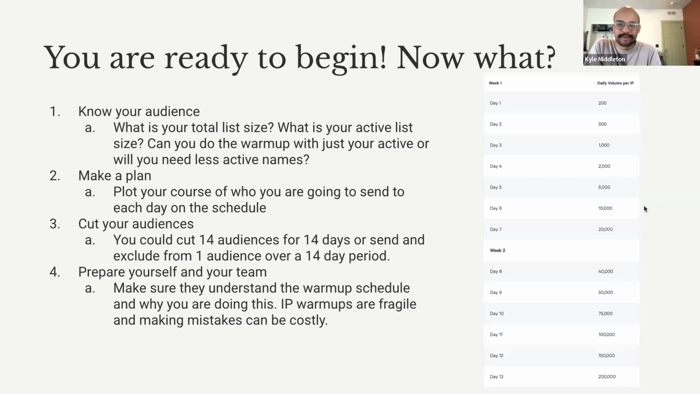And then the last thing I have on here is just prepare yourself and your team. Make sure they understand the IP warm-up schedule and why you're doing this. IP warm-ups are really fragile and making mistakes can be costly. So when we did this on the campaign, I had a few set meetings with our entire team and I laid out the entire process, what we were going to do, why it was important, and allowed them to ask all the questions they wanted to ask, because I really needed everyone to be bought into the idea of what we were doing, because small mistakes are so costly during IP warm-ups.